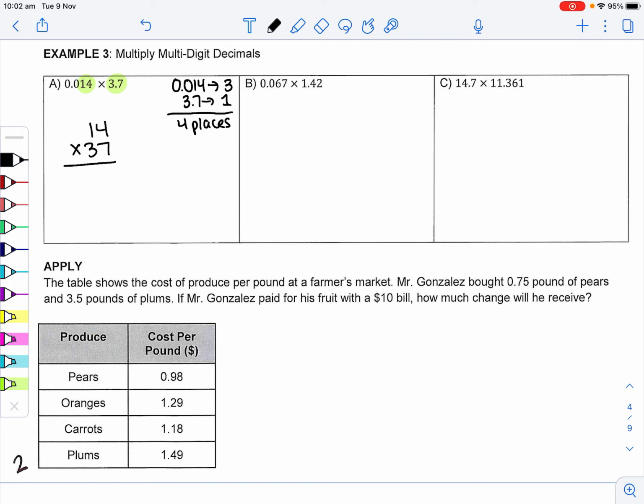So 7 times 4 is 28. 7 times 1 is 7, plus 2 is 9. Now I have to move over a place value, so I'm going to put a 0. 3 times 4 is 12, and I'm going to carry the 1. 3 times 1 is 3, plus 1 more is 4. And now I'm going to add those two things together. So 8 plus 0 is 8, 9 plus 2 is 11. I'm going to carry the 1, and 4 plus 1 is 5.